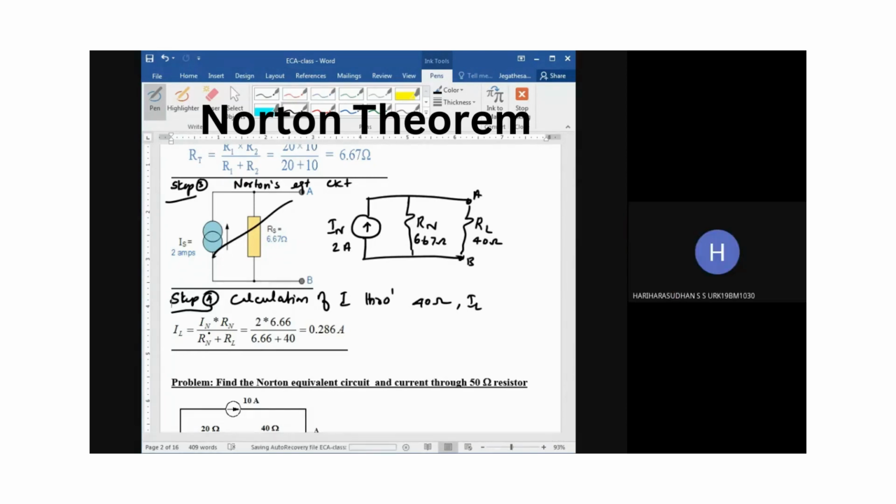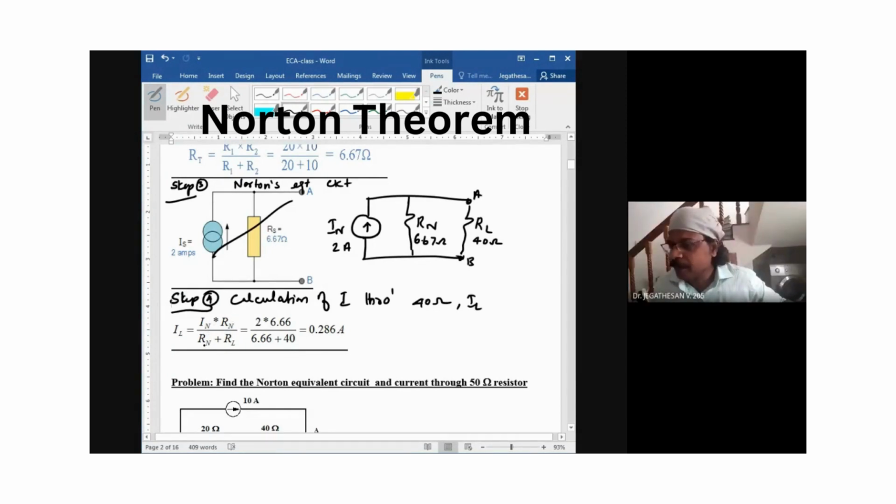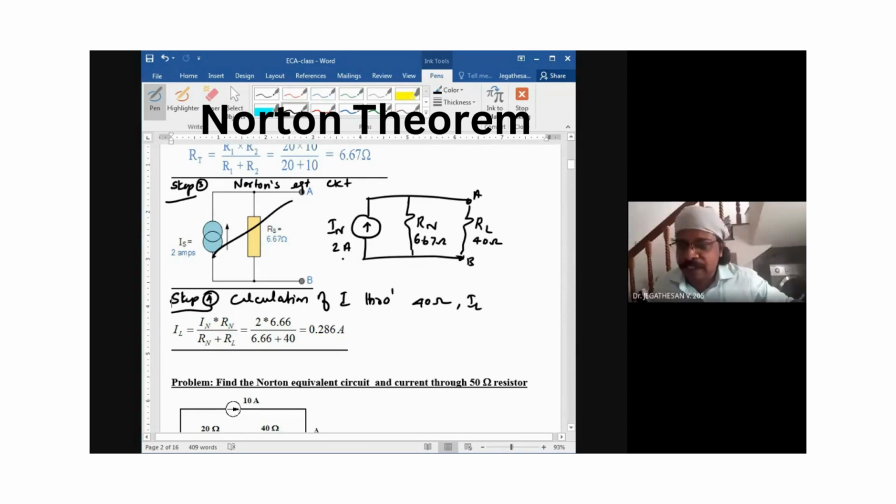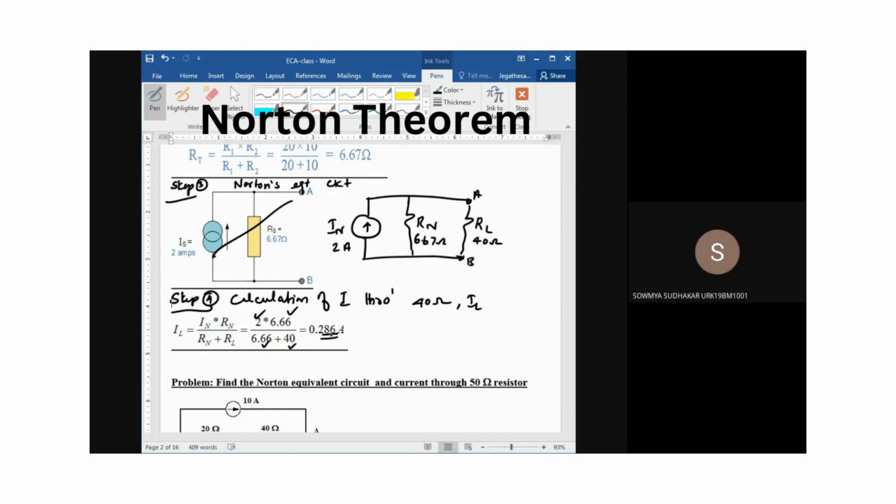IL is equal to IN into RN divided by RN plus RL. IN is known to you, IN is 2, RN is 6.67, divided by RN 6.67 plus 40. You will get the final current. So this is how we have to solve this problem. Is it easy now? Yes, sir. Okay.